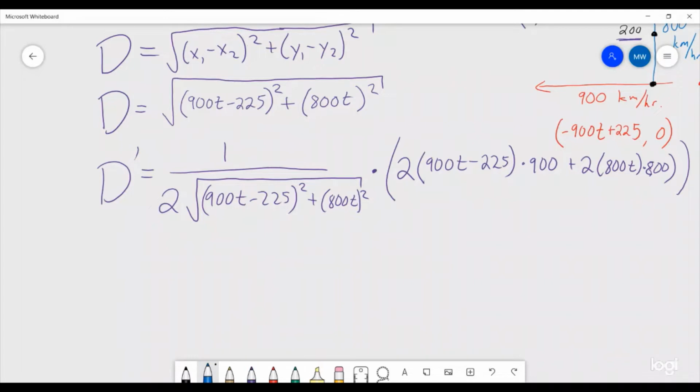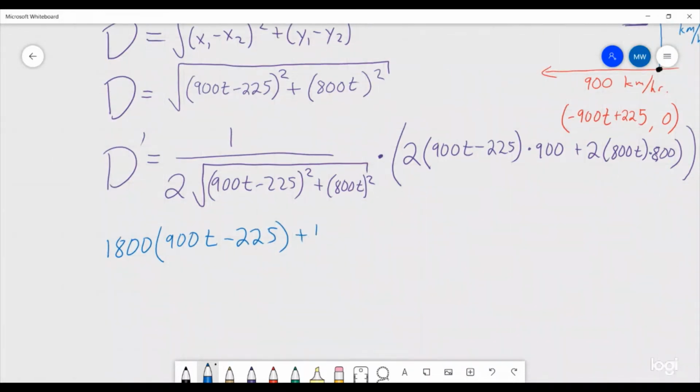So that means we just need to know when is 2 times, here, let's actually multiply a few things out. So 2 times 900, that becomes 1800 times 900t minus 225 plus 1600 times 800t. All of that is equal to 0. Let's just divide everything by 100. That'll make things a little bit easier. And then we can divide everything by 2 again. That's 9 and that's 8. Okay, so let's multiply all of that through.